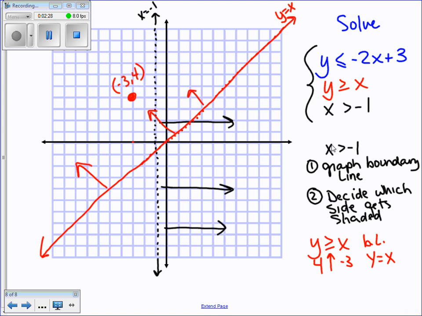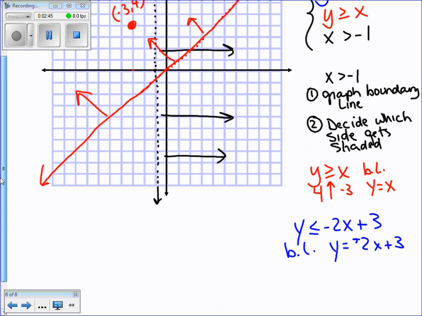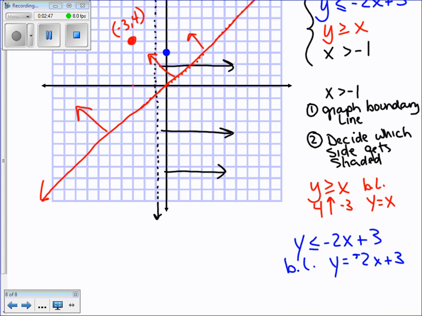Okay, the last one, y is less than or equal to negative 2x plus 3. The boundary line is y equals negative 2x plus 3. And that line I graph by starting at 3 and then going down 2 over 1. Down 2 over 1. I can do that as many times as I want, or I can just draw a line that goes through all of them. And again, it's less than or equal to, so I'm going to make that a solid line.